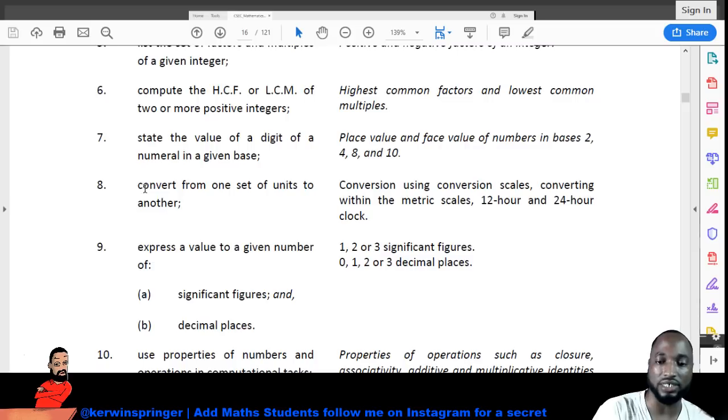Convert from one set of units to another. So you convert between 12 hours and 24 hours, metric scales, not imperial, so you're going from meters to kilometers and stuff like that. You need to know how to do that. This is the most common thing you're going to see in question 1. This, significant figures and decimal places.